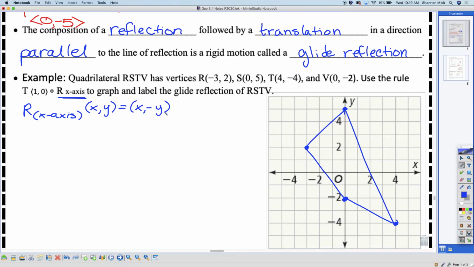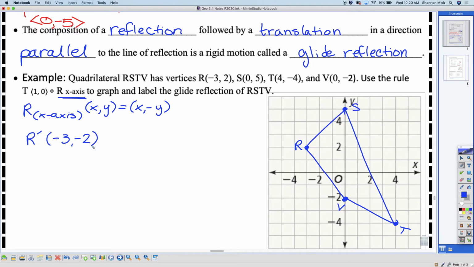Oh, I should have labeled my vertices, huh? So I have R, S, T. Hopefully you guys did. Okay. R prime is going to be what? Negative 3, negative 2, because you have to change the y to the negative. You have to do the opposite sign, correct?